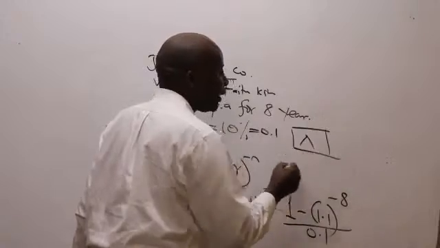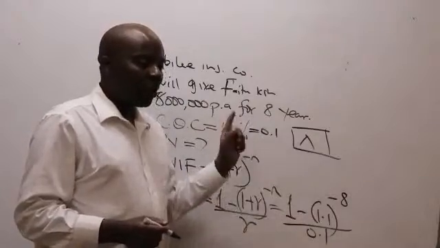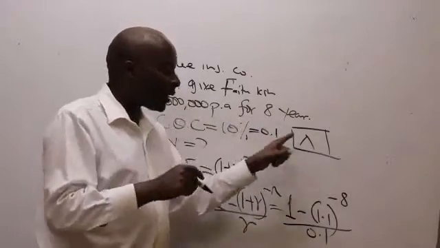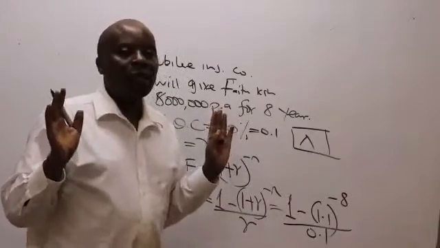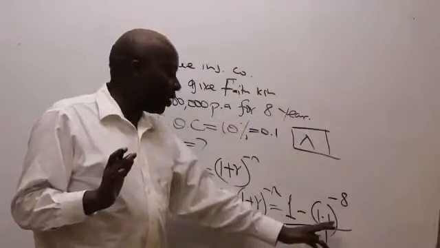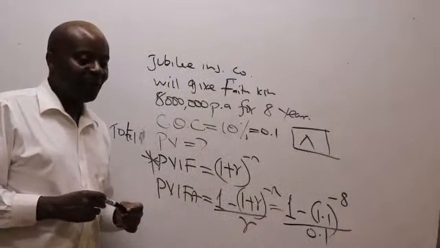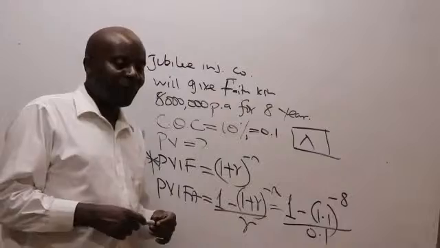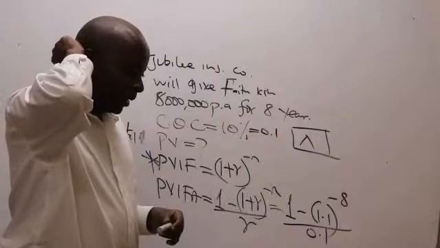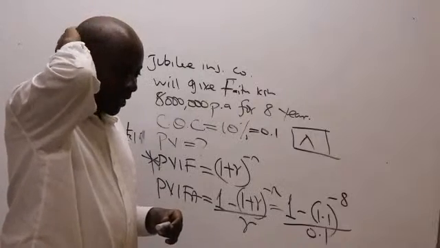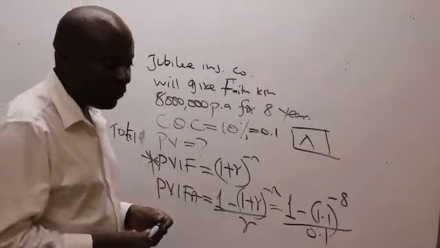The raise key looks like this in most calculators. So you say 1 minus 1.1, and then you raise, and then you say minus 8, and then you say equals. Then you divide by 0.1, and then you give me this PVIFA. Is there somebody who can give me this PVIFA figure? What do we have there? We have J Abayo giving me 5.335.